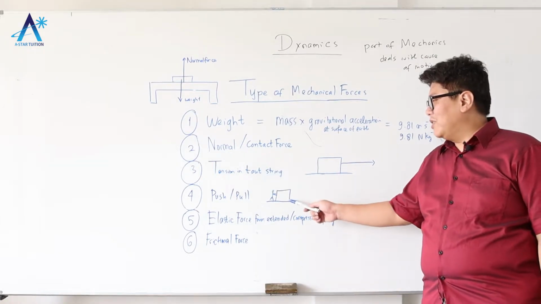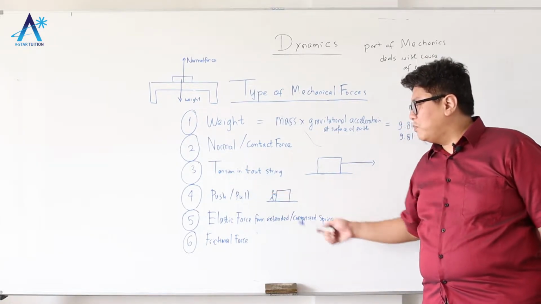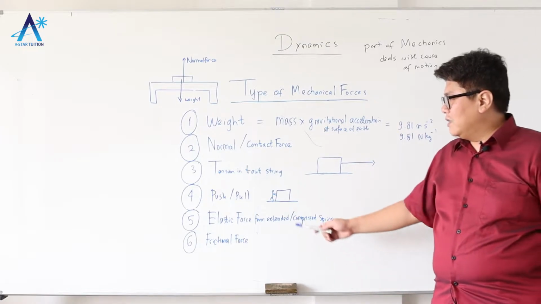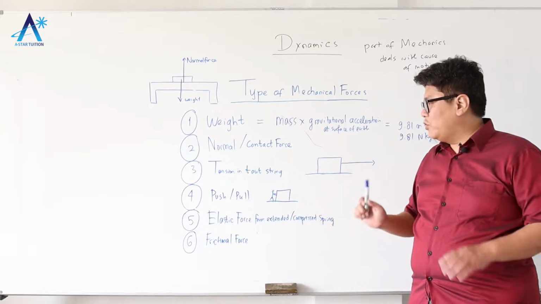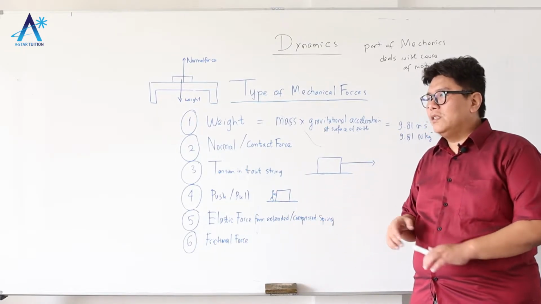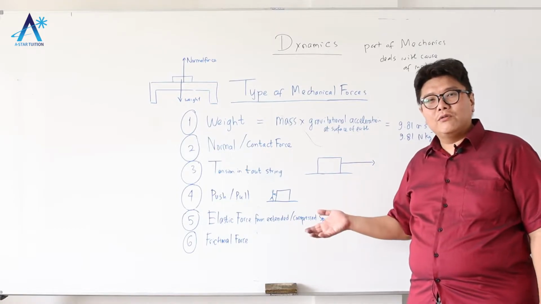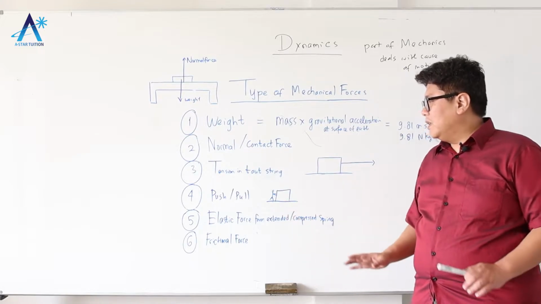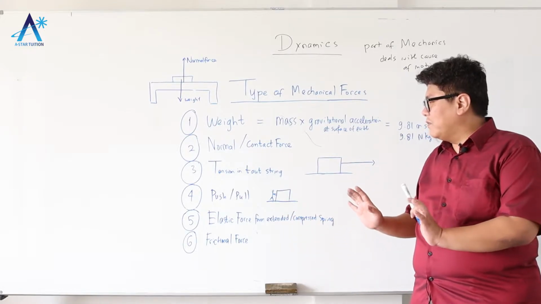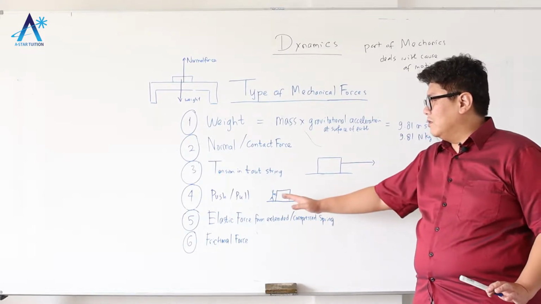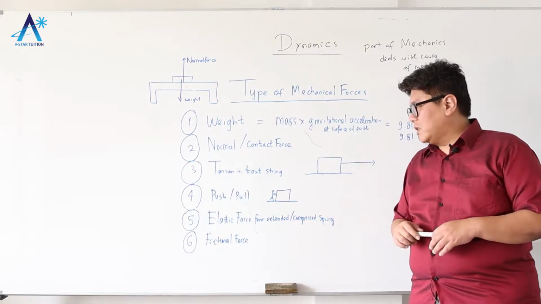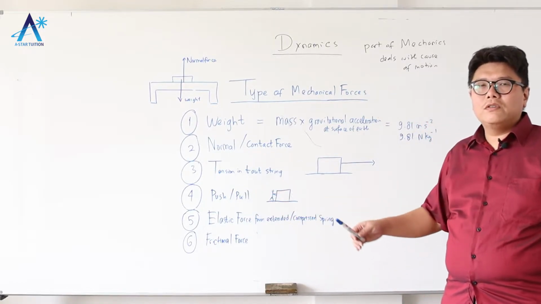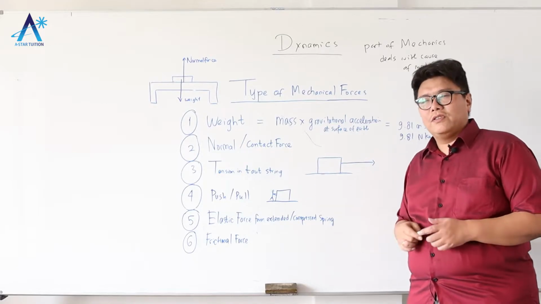Okay, so the next one is a general push or pull force. An object could be pushed or could be pulled by someone so that the object accelerates with a certain acceleration, or perhaps to maintain the same velocity. So in general, we do not distinguish between push and pull, so this is just applied force.